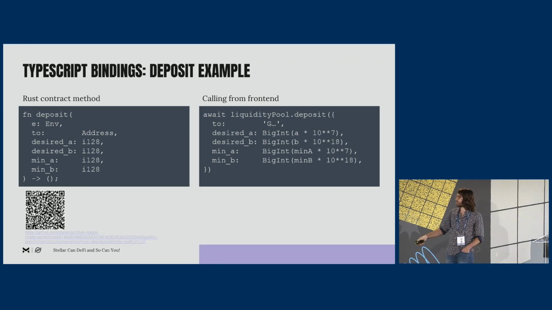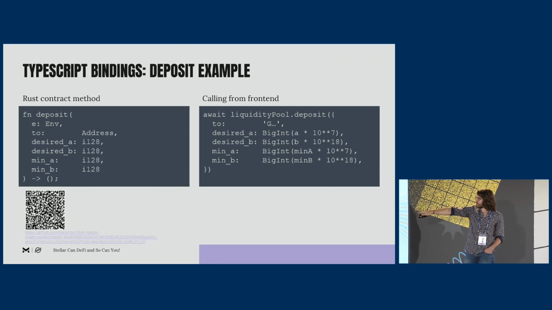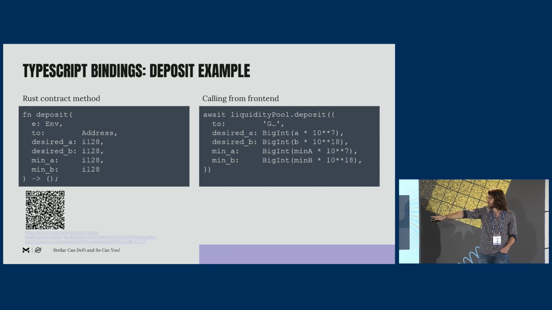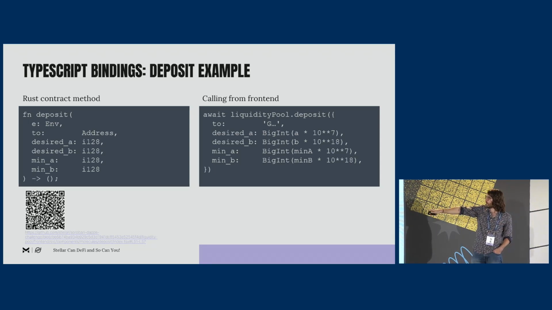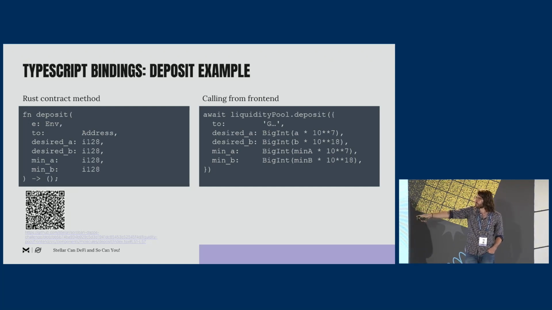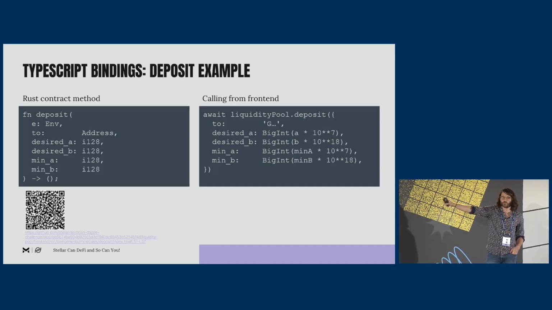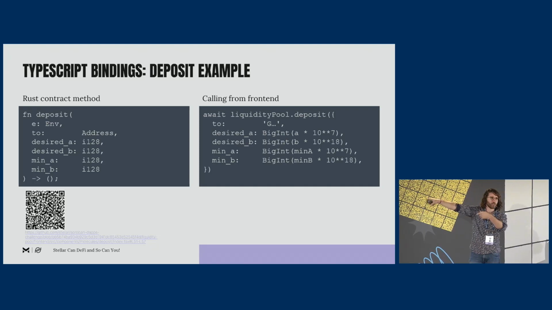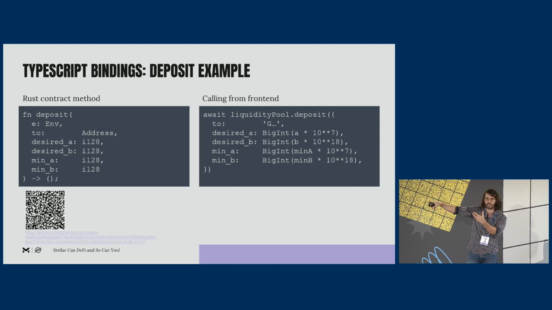Liquidity pool deposit. We've got this desired A, desired B, min A, min B. We can see 4 inputs, and 2 is the caller's address. It needs to be signed by the caller. On the left here, we've got the Rust contract method, which is how the smart contract author designed the interface. You've got the 2, which is an address. Desired A, desired B, min A, min B are all 128-bit integers. And when we call it from the front end, we have to pass all of those again.